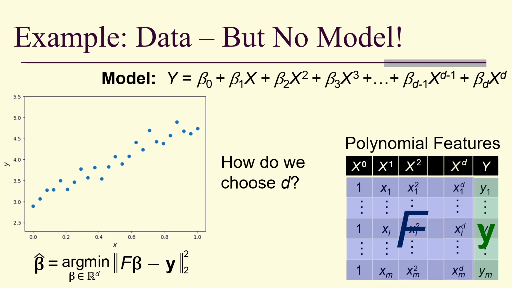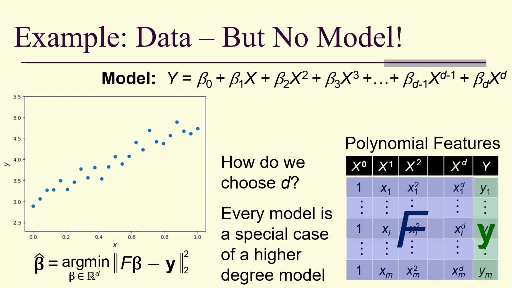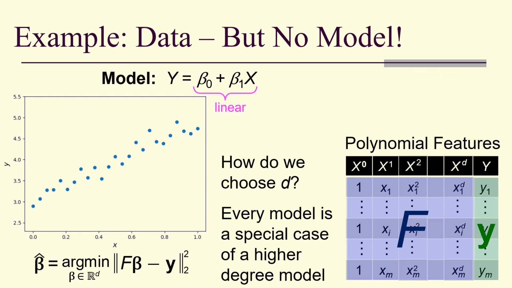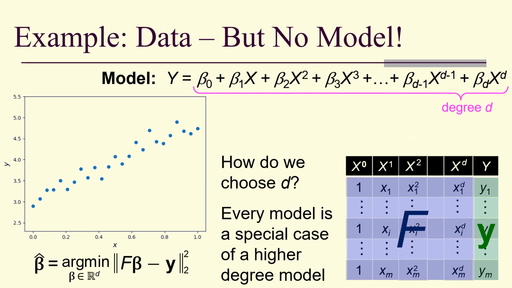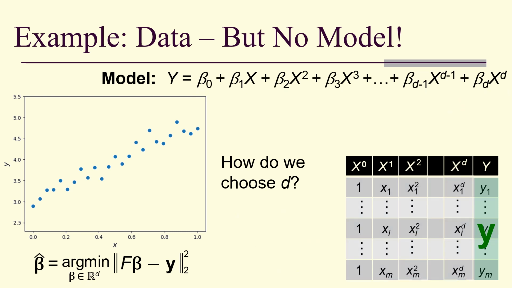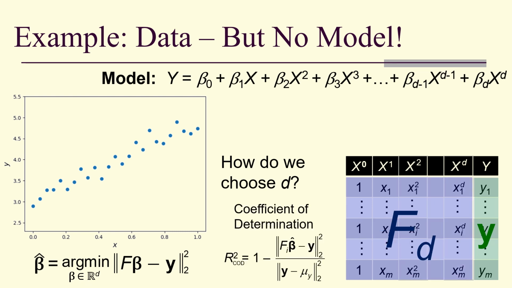But how do we choose d? Every model is a special case of a higher degree model. The linear model is a special case of the quadratic model, which is a special case of the cubic model, and so on and so forth. The degree d minus 1 model is a special case of the degree d model. What does that mean? That means that if I use this F1 as my feature matrix, then it's a submatrix of F2, and so on and so forth, of all submatrices of FD.